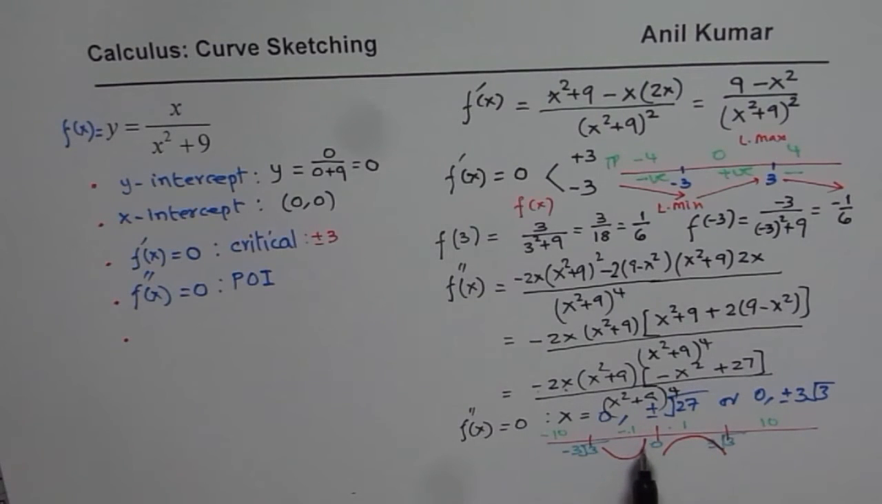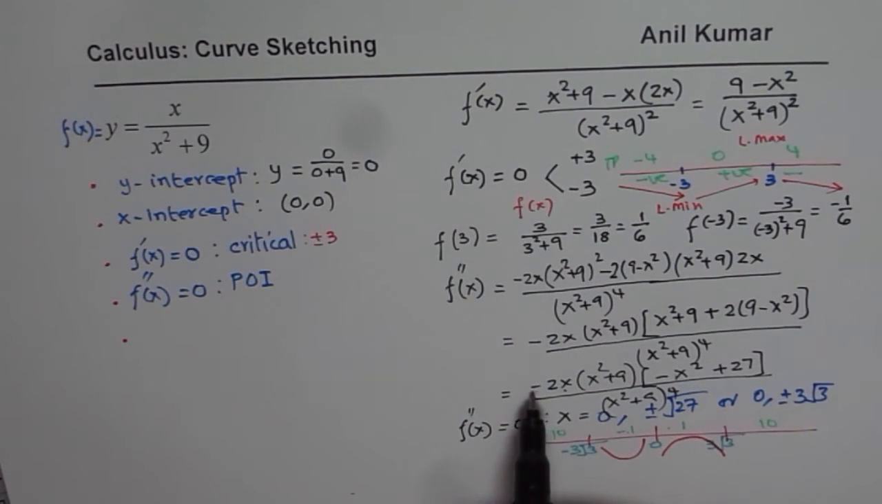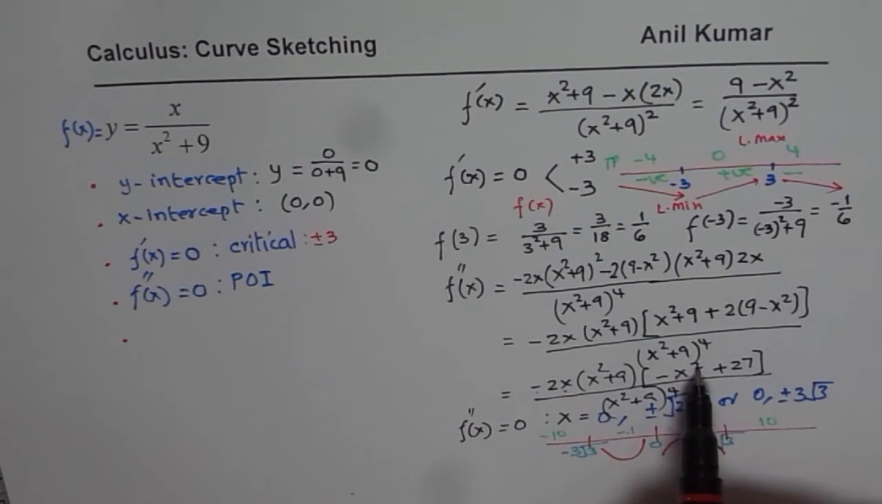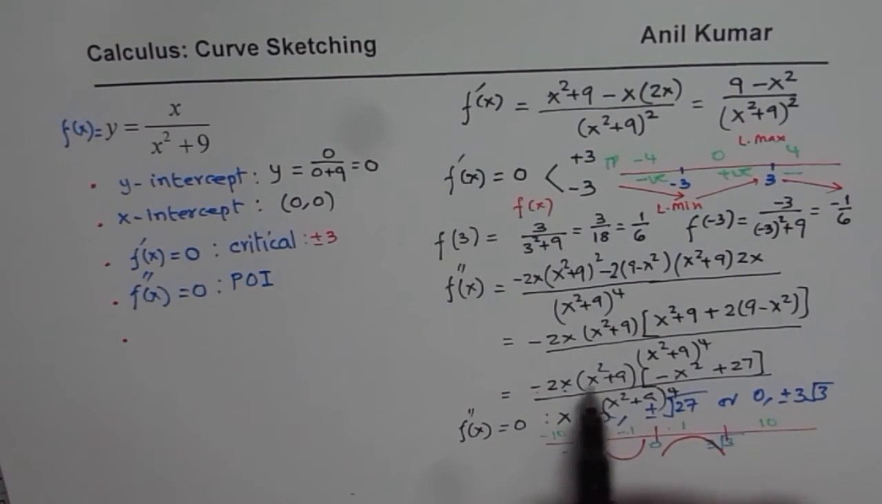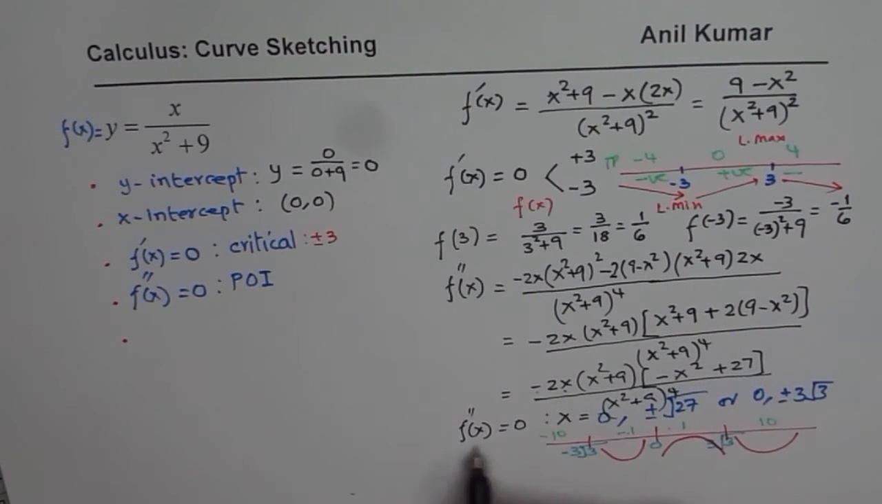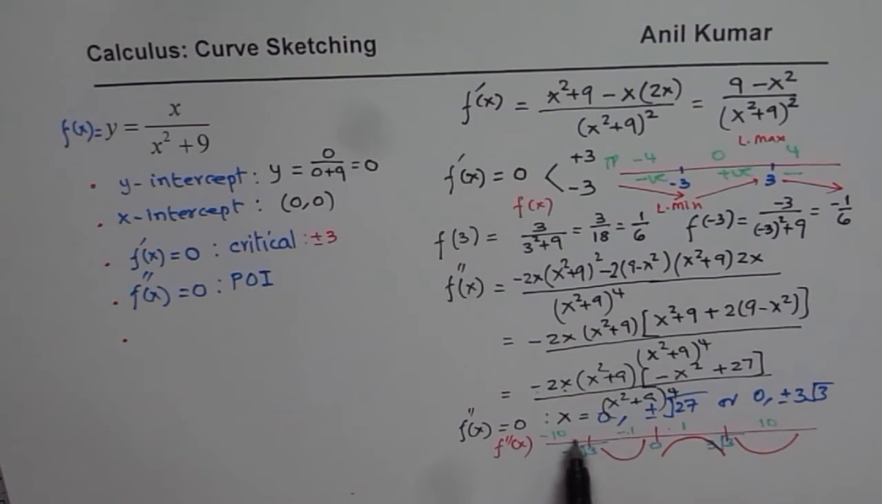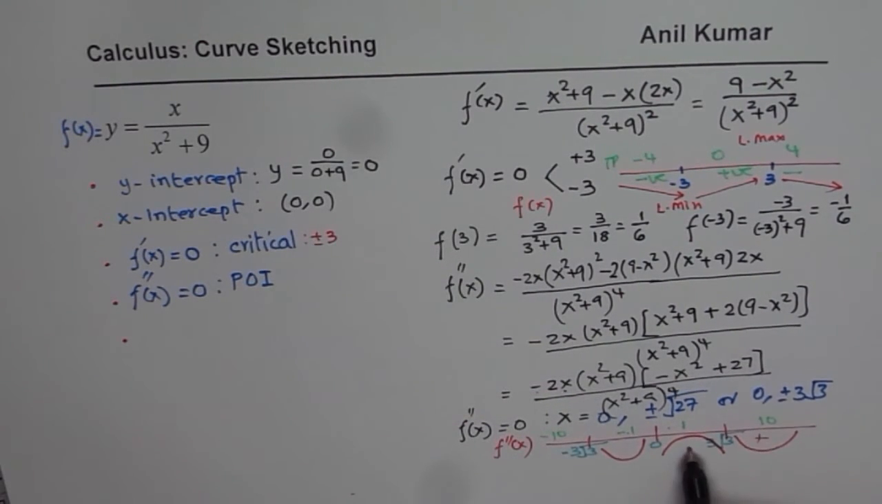Now let us test the values minus 10 and plus 10. So if you write plus 10 here, then this value is negative. 10 squared is 100, which is negative. Negative and negative gives you positive, so we get concave up, right? So what we're trying to find is the second derivative. So it is positive here. So it's positive, negative, positive.